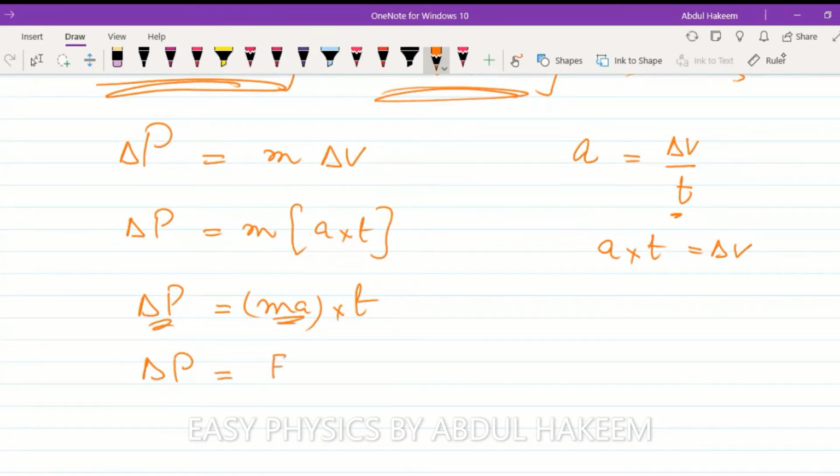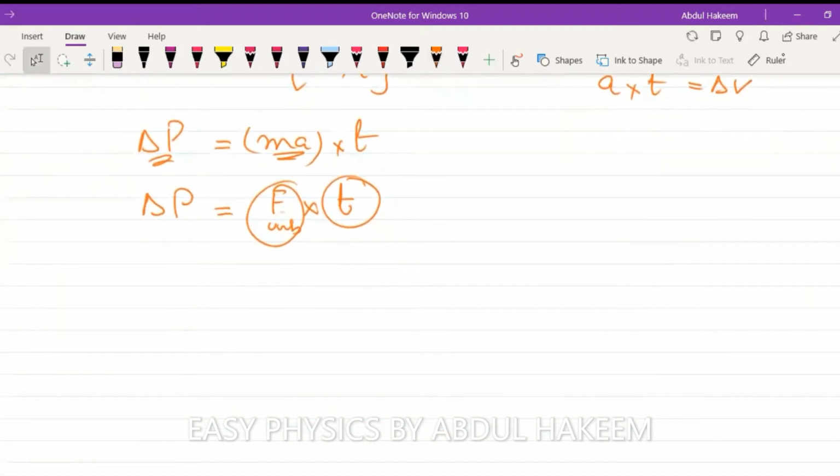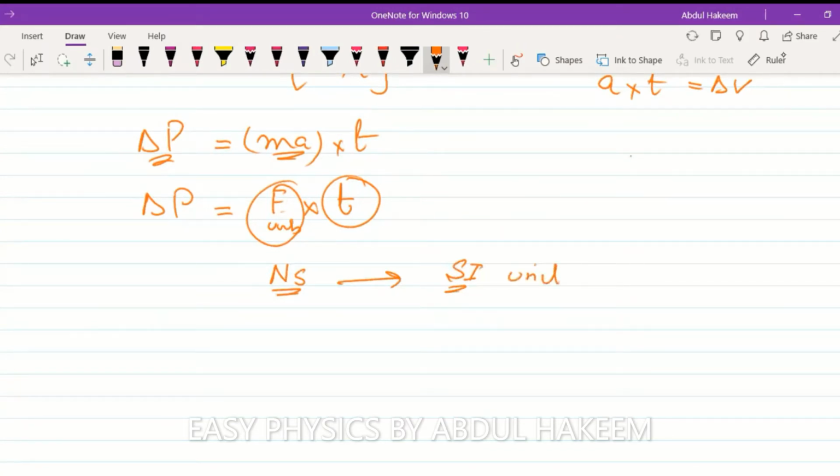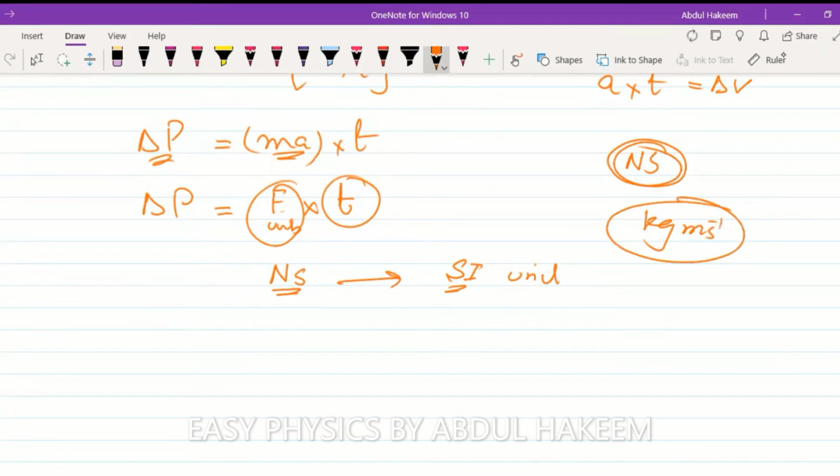And do remember, F is the force, which is the unbalanced force. The force which produces acceleration, the unbalanced force, into t. It means the unbalanced force and time product is the change of momentum. So Newton for the force and second for the time, so the SI unit of momentum or change of momentum is Newton second. So Newton second is the SI unit and kilogram meter second power minus 1 is the base unit.